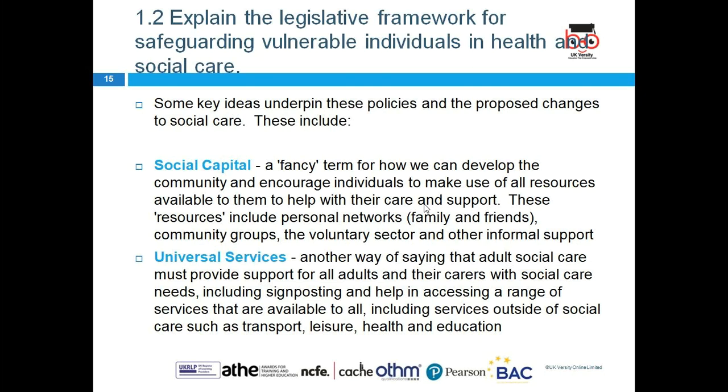Then you've got universal services. So it's just another way of saying that social care for adults needs to be able to support all the support that you need for them and also their carers. So, for example, if you're going into a hospital, if you're going to a care home, or you're going into an area where you need some treatments done, there should be clear signposting, it should be accessible, there should be a whole load of services that are available. So you get rid of confusion. And these will include transport, getting leisure activities, and just training in certain aspects that a family member might need to help.